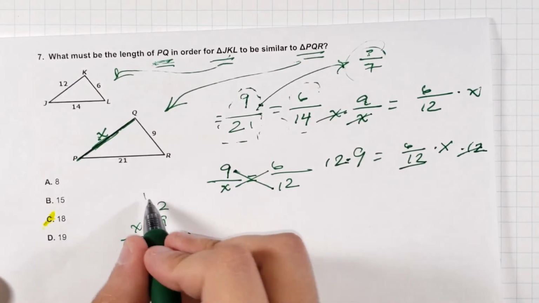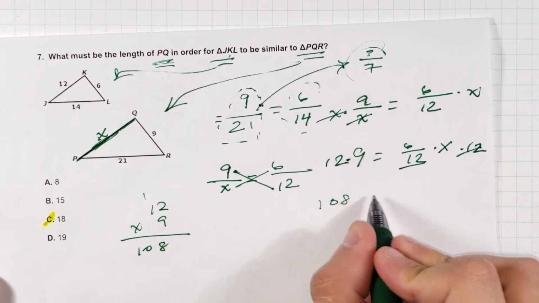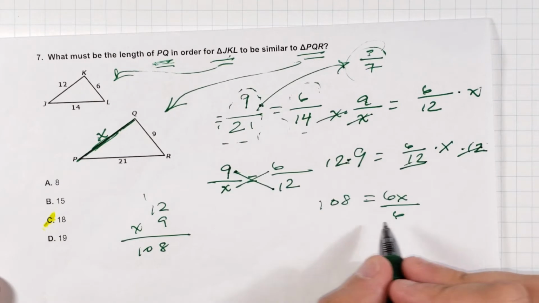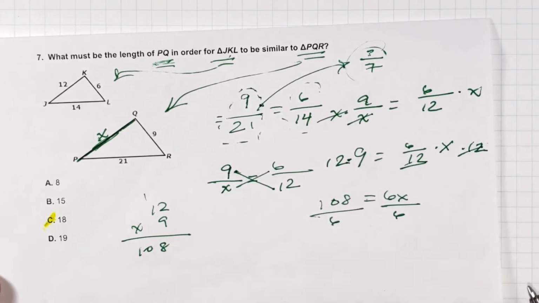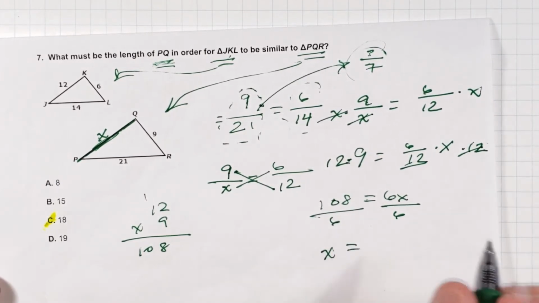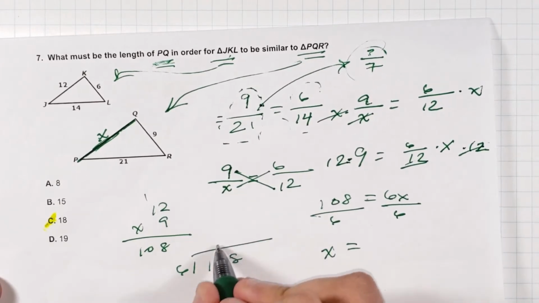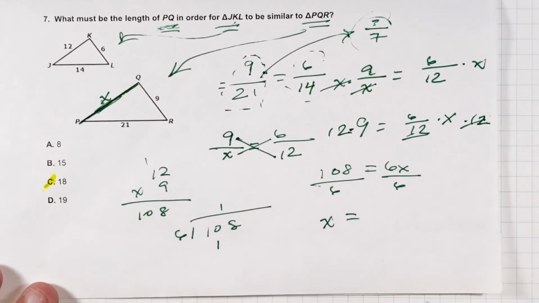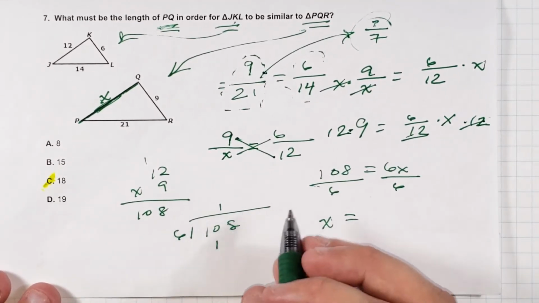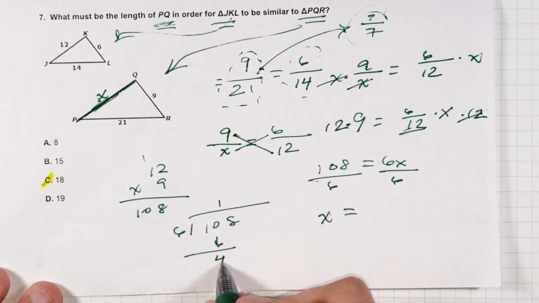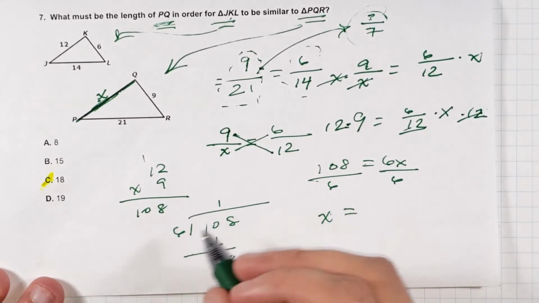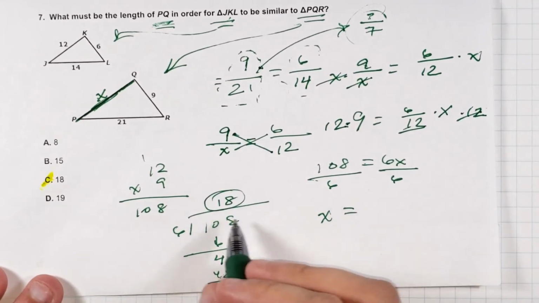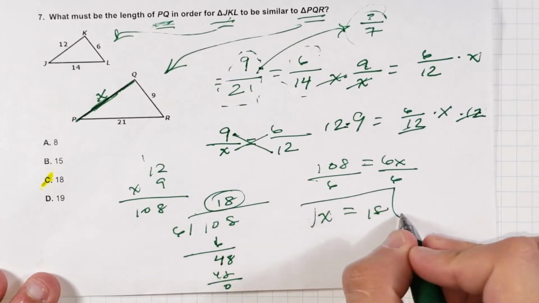which is going to be 108. So you get 108 is equal to, these 12s canceled out, 6x. Divide both of them by 6, and you will get x to be equal to, 6 goes into 10 once, 6 times 1 is 6, bring down the 8, 6 goes into 48 8 times, and you get 0. So you get 18. All right, that's the best way to do this problem.